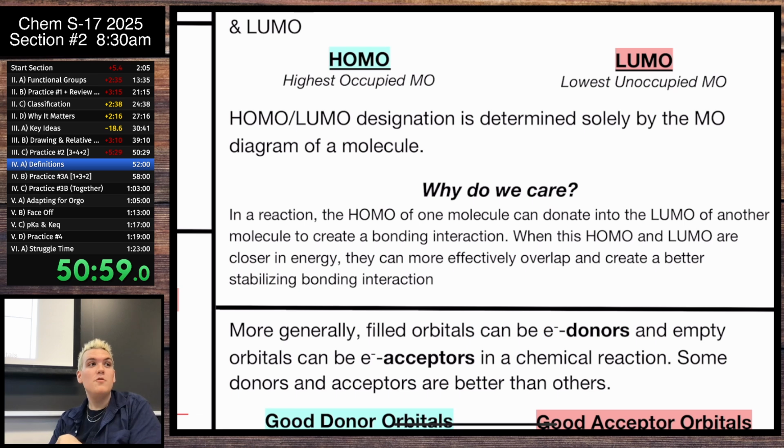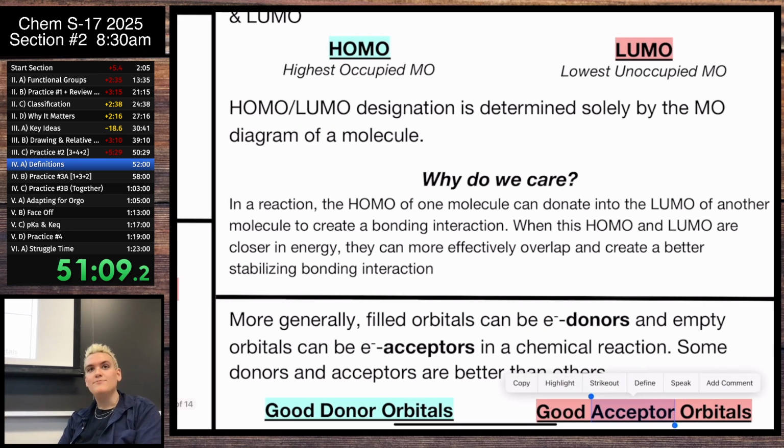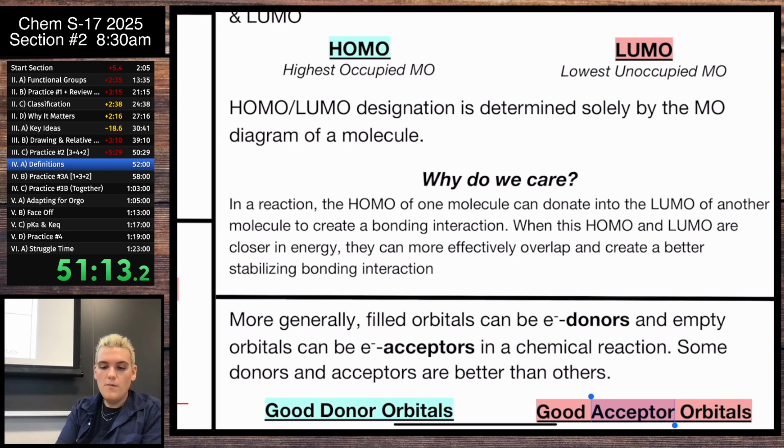And also, we want to be able to do a full MO diagram. But if we have to do a full MO diagram every time we're trying to predict how molecules react, we're not going to get very far, are we? So, generally speaking, HOMO is a highest occupied molecular orbital, so there are electrons in it. LUMO, lowest unoccupied molecular orbital, so it's empty, typically an antibond. So we need to know what are some good donor and acceptor orbitals.